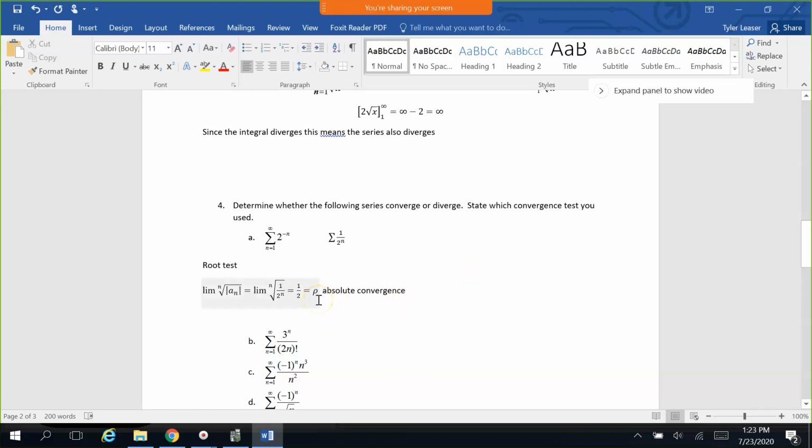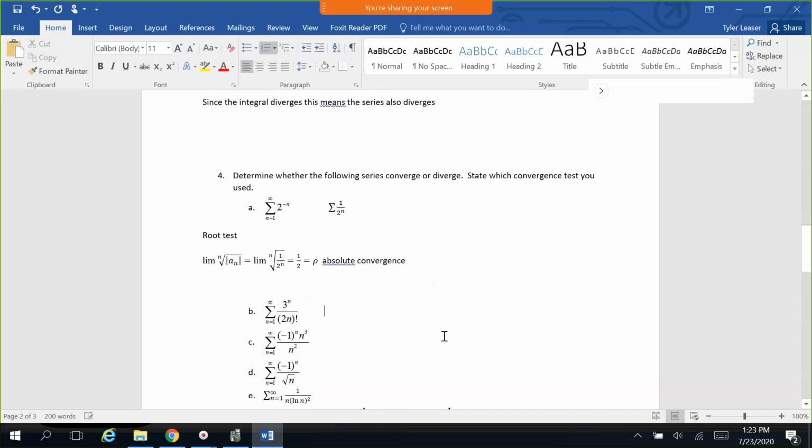If the rho comes out to be bigger than 1, then it diverges. If the rho comes out to be exactly 1, then the test is inconclusive and you have to try something different. Okay, so that's part A. I used the root test and we got absolute convergence. Let's look at part B.